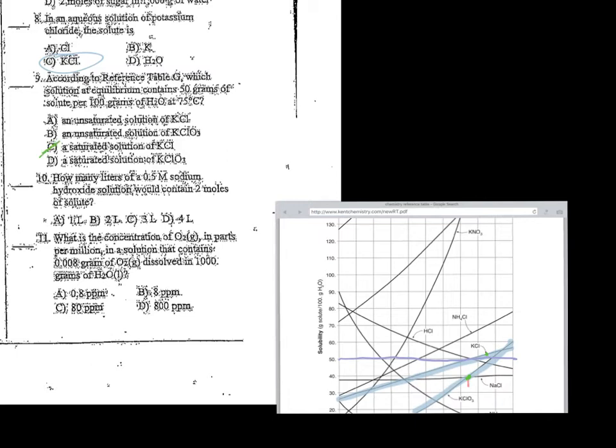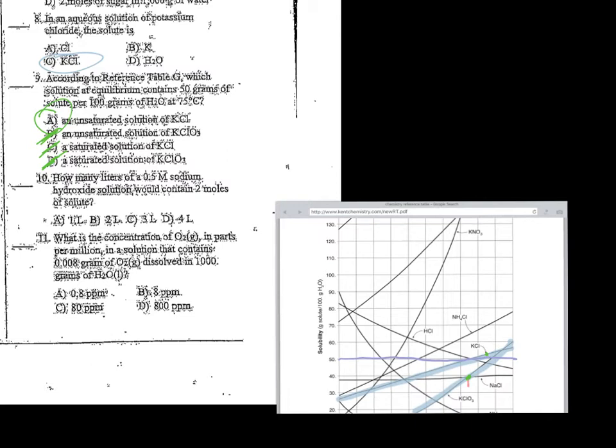Let's hold choice A off for a moment because let's look at KClO3. A saturated solution of KClO3 needs just about 40 grams-ish. So anything above that makes it supersaturated. Anything below that 40-something grams makes it unsaturated, but we have 50 grams. The only thing that fits that bill is choice A then.